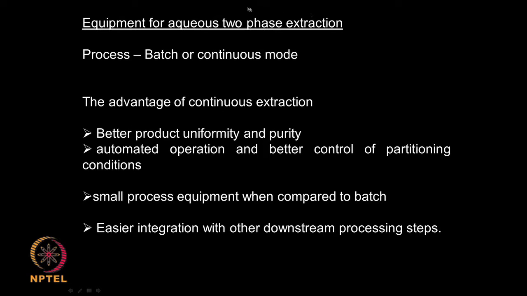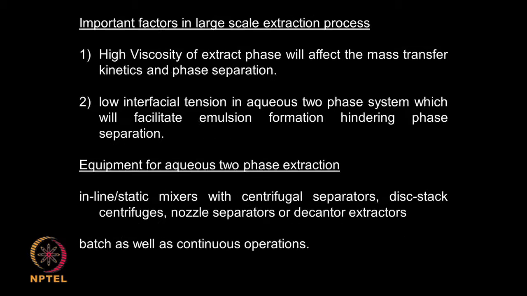So, what are the equipments for aqueous two phase? We can have batch or continuous mode. Continuous extraction gives better product uniformity and purity, automated operation, and better control of partitioning conditions. It can be a small process equipment when compared to batch, where I will require very large equipments. It is easier to integrate with other downstream processes. Okay. So, when I have a continuous process, it is easy to integrate.